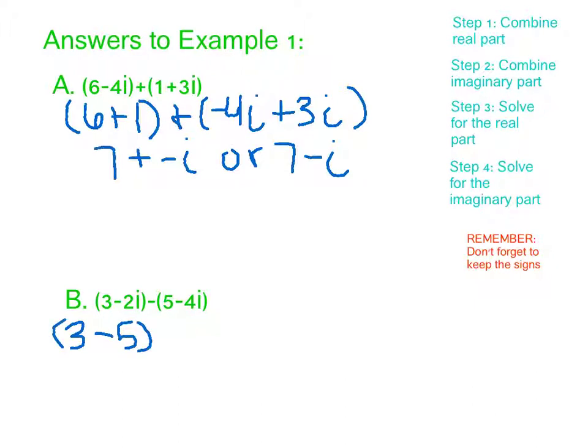Next, we have to combine the imaginary part. Negative 2i minus negative 4i. Always remember your signs. Now solve for the real part. 3 minus 5 is negative 2. Our final step is to solve for the imaginary part. Negative 2i minus negative 4i is positive 2i. So our solution is negative 2 plus 2i.